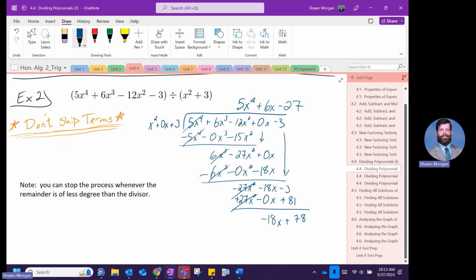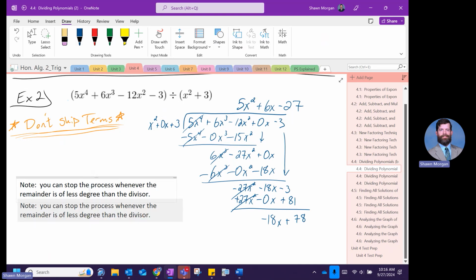And did y'all make note of what he was saying that's over here on the left? I hope you wrote this down at least: you can stop once the remainder is of less degree than the divisor. The divisor being quadratic, the remainder is linear. I can stop because linear is degree 1, quadratic is degree 2. And how I write my answer up very much matters here.